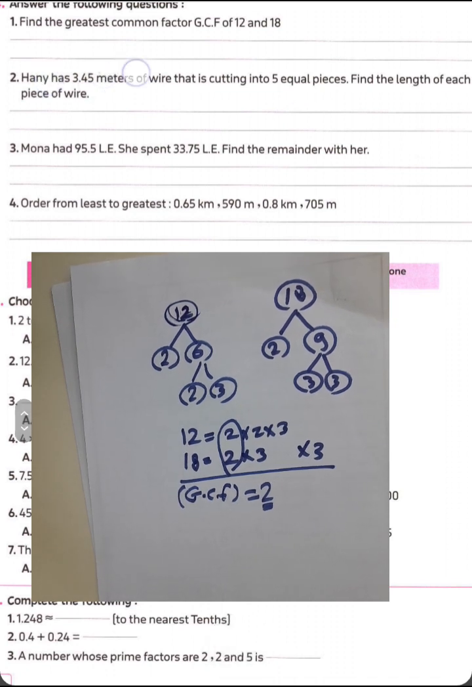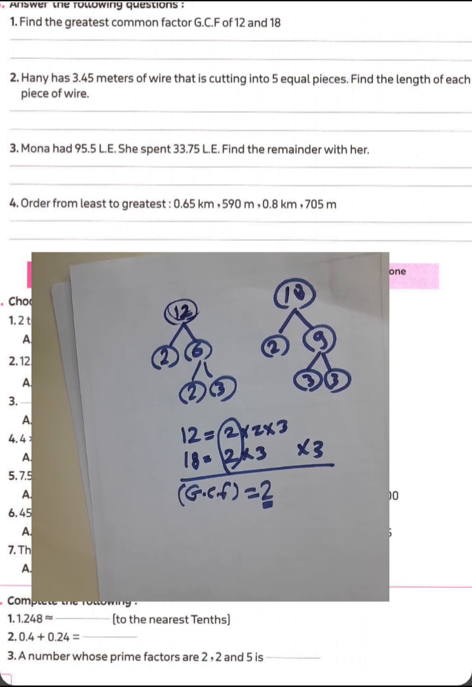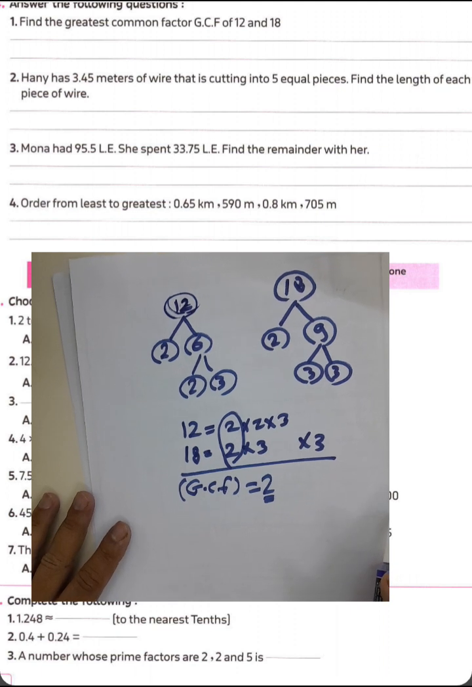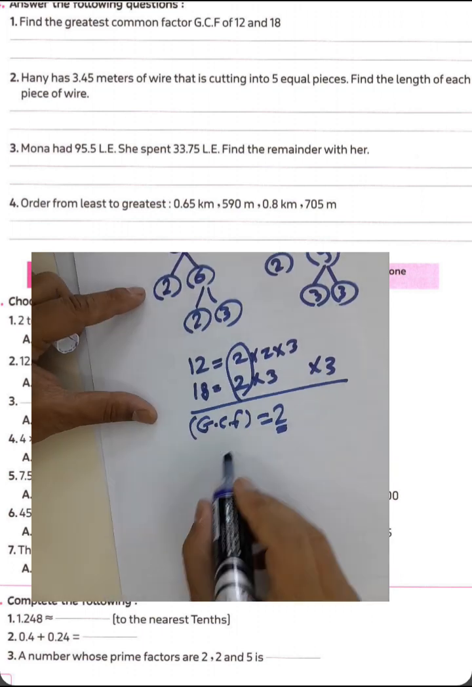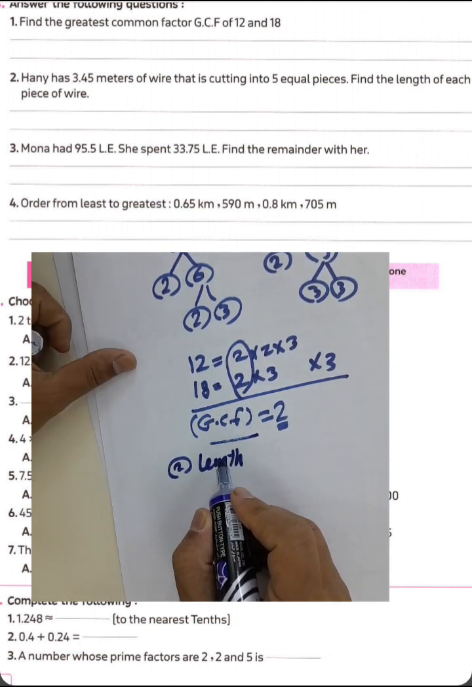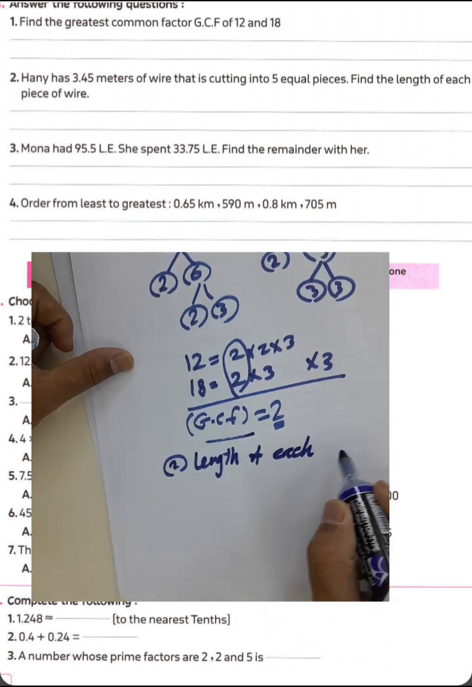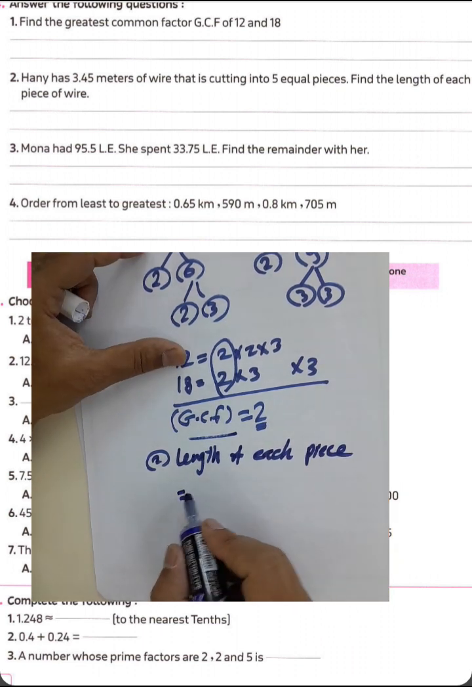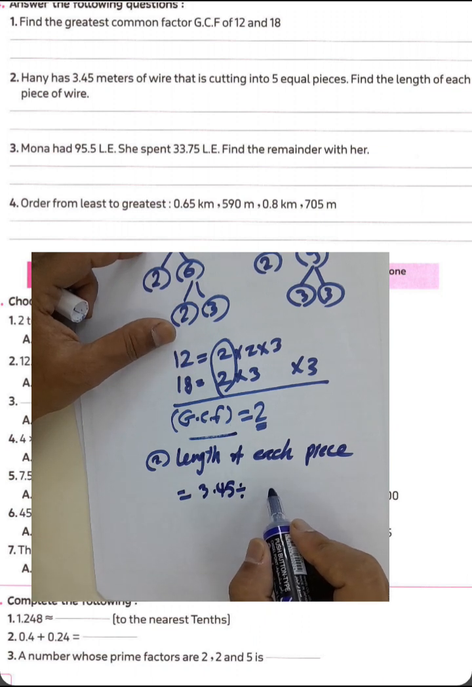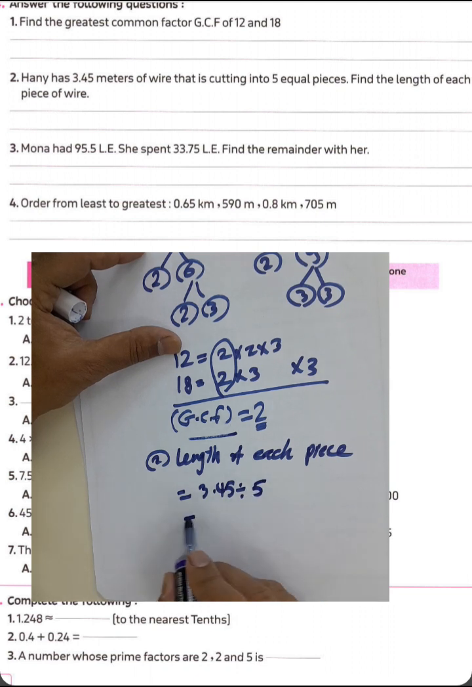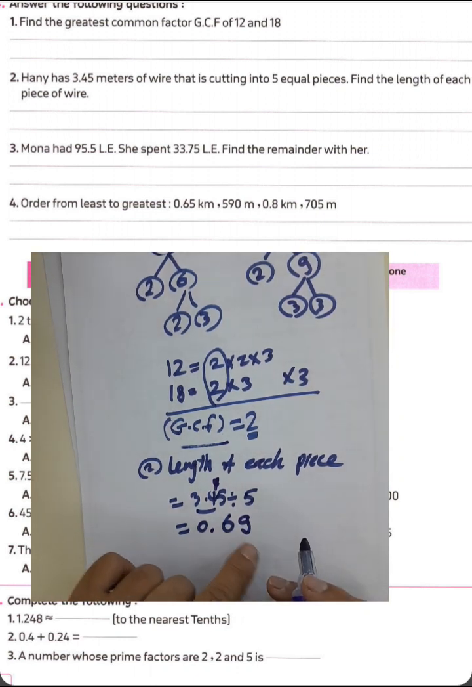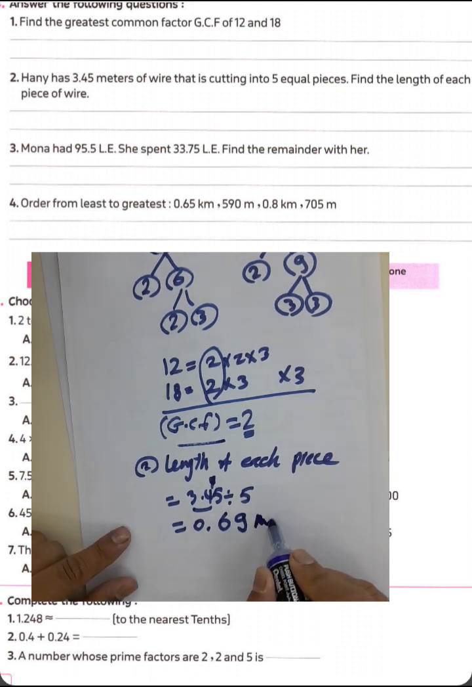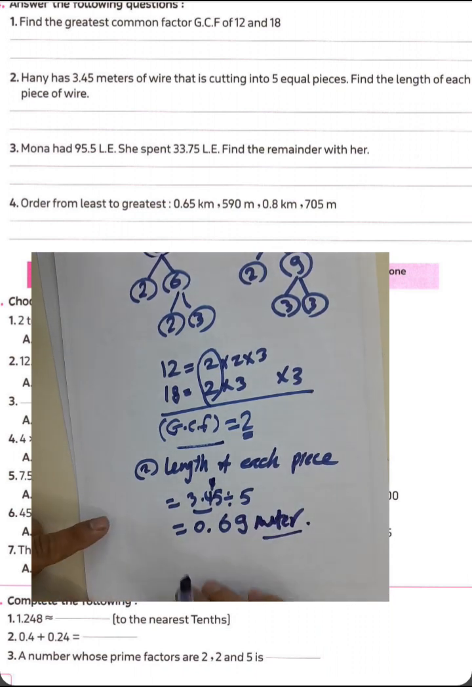Question number 2. Hani has 3.45 meters of wire that is cut into 5 equal pieces. Find the length of each piece of wire. We can find the length of each piece by using division between two numbers. The length of each piece equals 3.45 divided by 5, since it is cut into 5 equal pieces. 34 divided by 5 equals 6, because 5 times 6 equals 30, and remainder 4. 45 divided by 5 equals 9. The result will be 0.69 meters. If you want to convert from meter to centimeter, you must multiply by 100. It was question number 2.